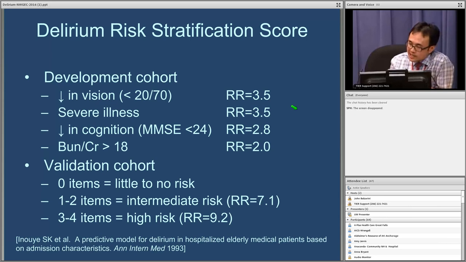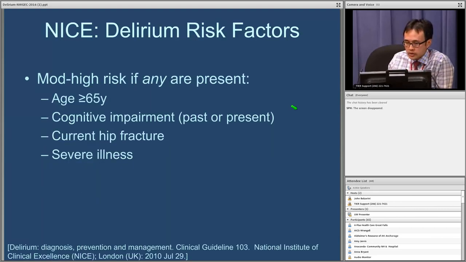And in the original study, they measured severe illness using an APACHE II score. I don't plan for anyone to actually find the calculator and measure that. But severe illness was defined this way, as was pre-existing decrease in cognition, measured as a Mini-Mental Status score worse than 24. And if their BUN to creatinine ratio was greater than 18 as well, like we were talking about before, as a sign of dehydration.